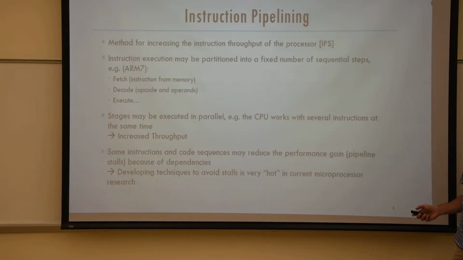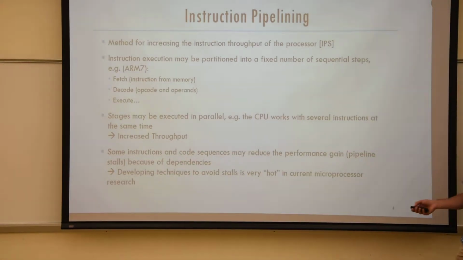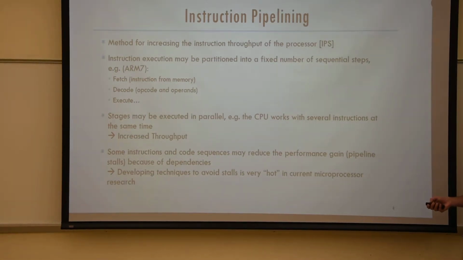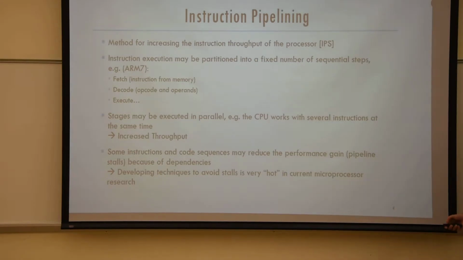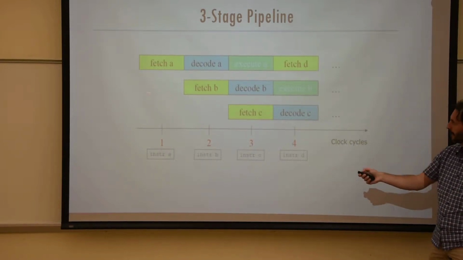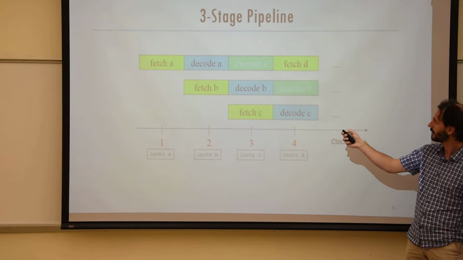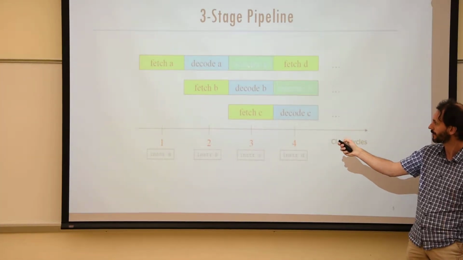So these types of dependencies lead to stalling of the pipeline, because you need to wait till something is truly finished. And developing techniques to avoid those stalls is a hot topic in microprocessor research. Alright, but let's have a look at the basic concept here, which is that we use this three-stage pipeline where we do fetching, decoding, and execution.